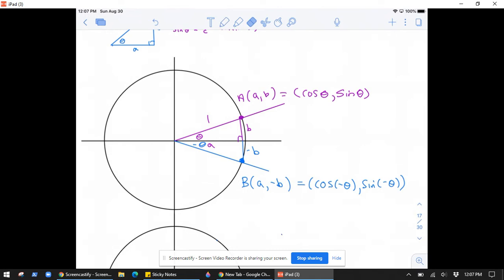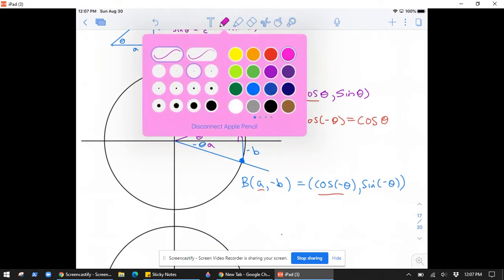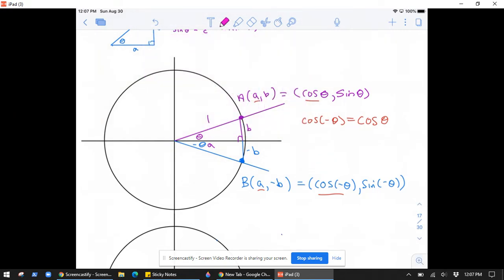So this one diagram gives us an identity, because we note that the x-coordinates of both of these points are the same. So that must mean cosine of negative theta is equal just to the cosine of theta. So there's an identity. On the other hand, the y-coordinates, B and negative B, are opposite. So that must mean sine of negative theta is the opposite of the sine of theta.